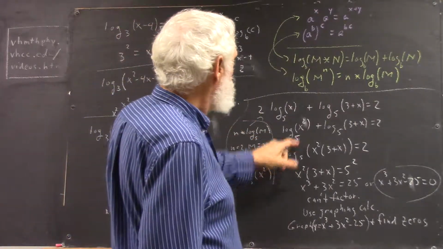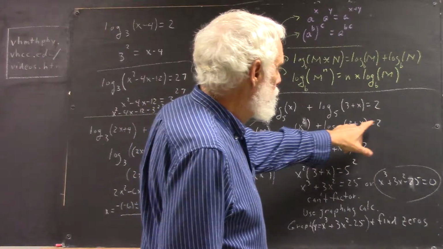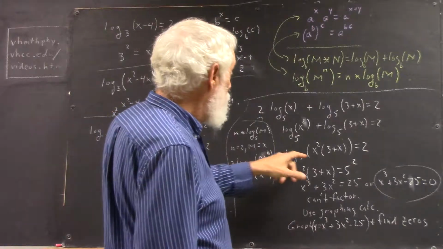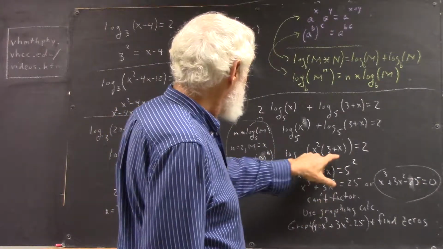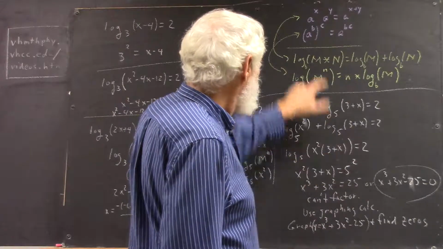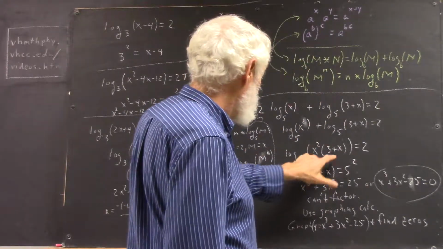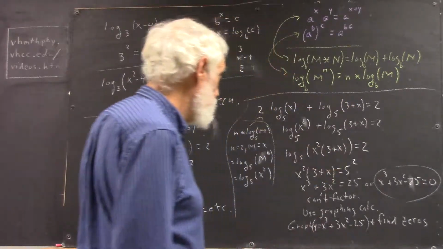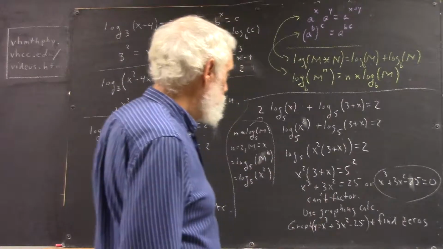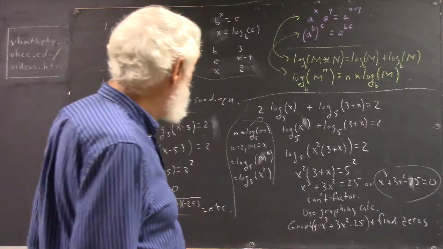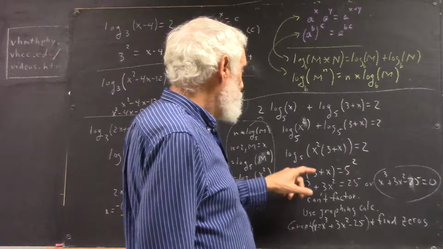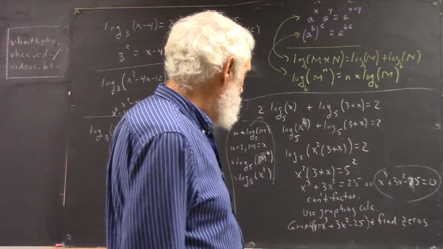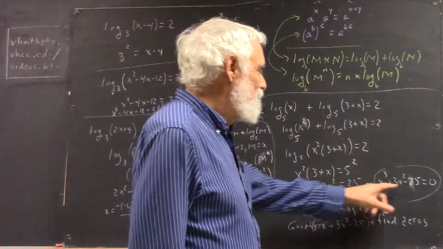So this becomes log base 5 of x squared plus log base 5 of 3 plus x equals 2. And then the sum of these logs becomes the log of the product of the quantities. From the first law, our first property, this becomes log base 5 of x squared times the quantity 3 plus x, and that's still equal to 2. We translate that to exponential form. We get x squared times 3 plus x equals 5 squared, which is 25. And we get this.